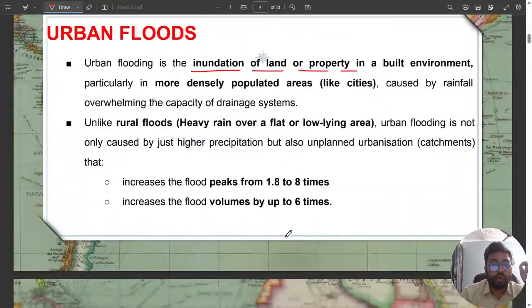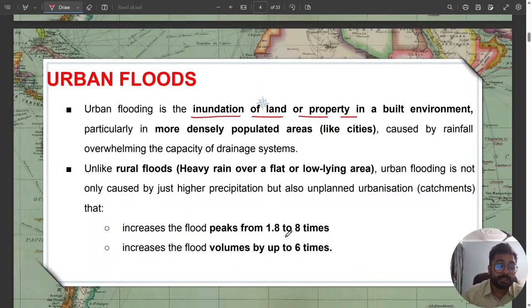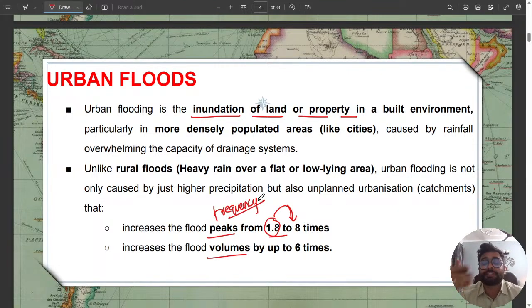Then overall, guys, the flood peaks in India are increasing almost threefold. It has increased from 1.8 times to 8 times. Flood peaks means frequency, so the frequency of floods is continuously increasing. The data says that it has increased from 1.8 times to 8 times. So imagine how much increase in the frequency has been recorded.